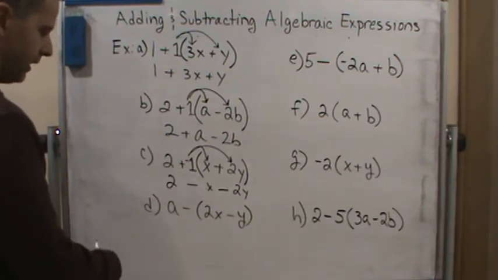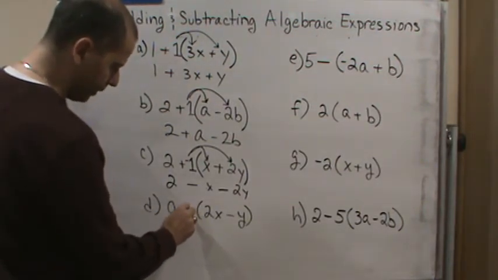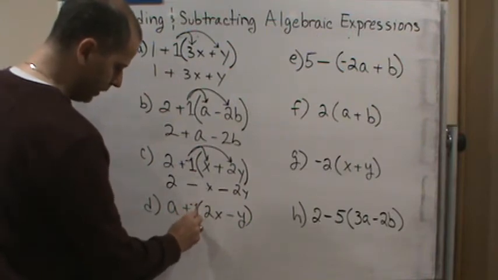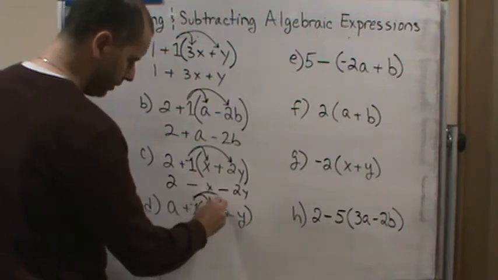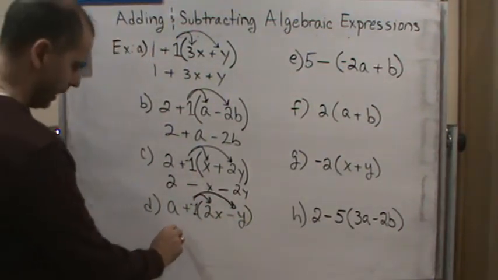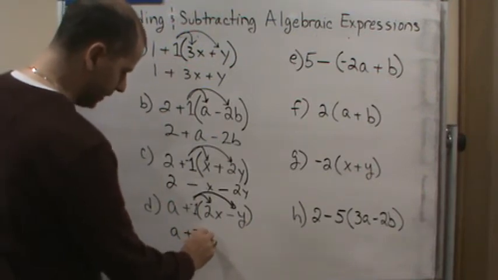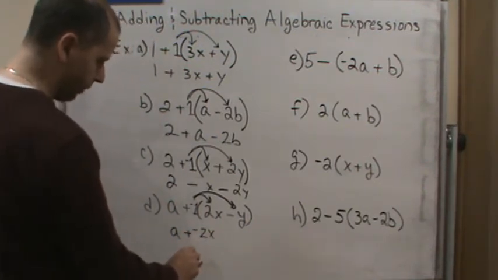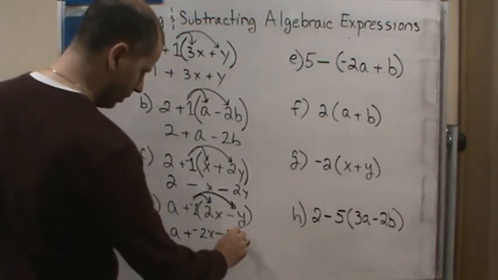So let's think about this. Let's do this again, this one here. So again, I'm going to make this into a plus, a -1. So now I'm going to distribute the -1 to both of them. So what happens? I'm going to get a plus a -2x, right? Minus a negative y.